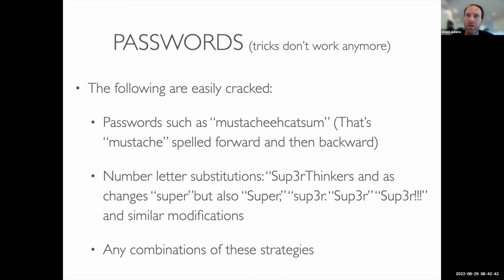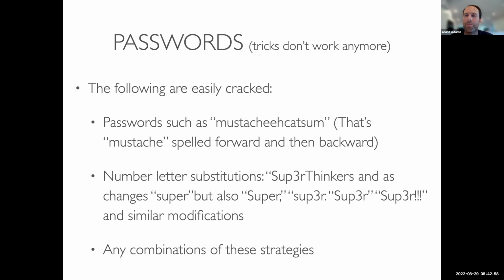This is mustache forward and backward. Now, for me, I don't think I could even spell mustache forward, let alone backward, right? But they create words forwards and backwards. Well, that doesn't work. Number letter substitutions. The E becomes a 3, right?